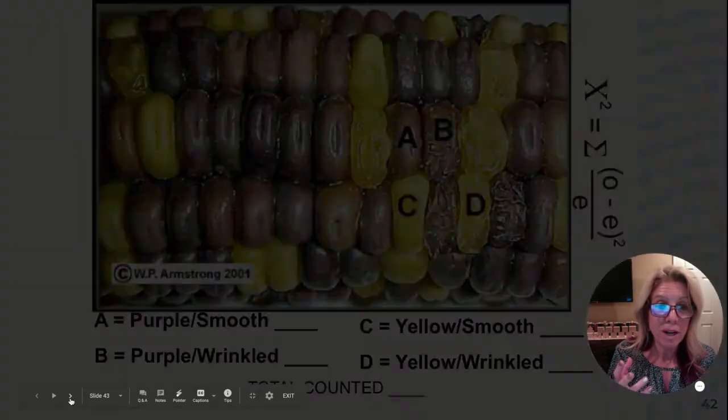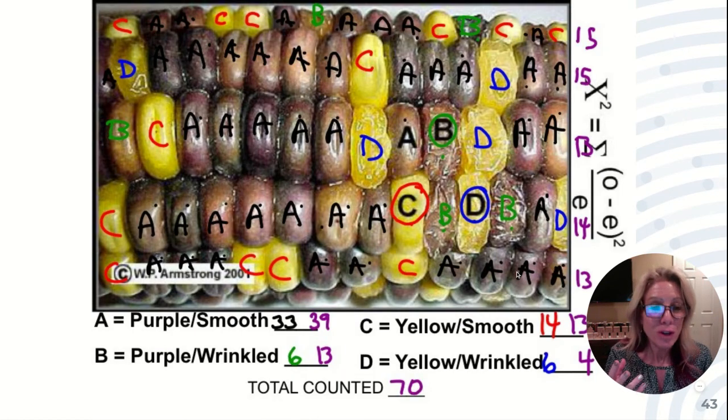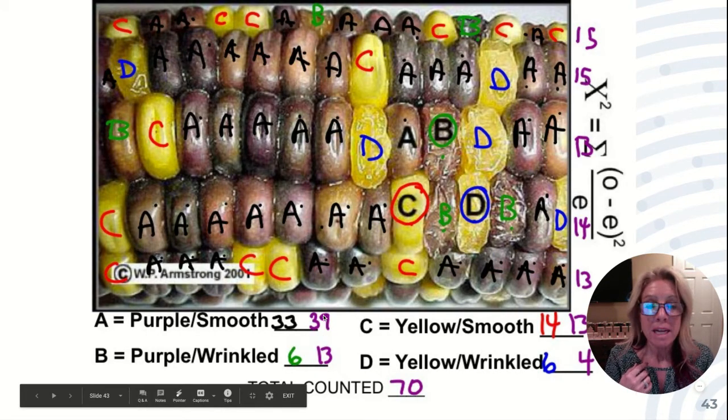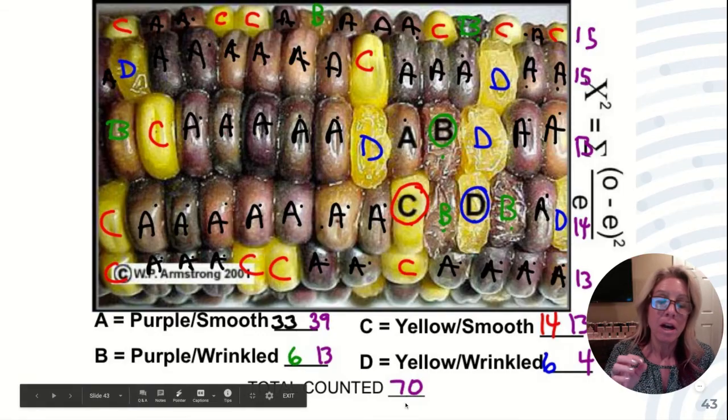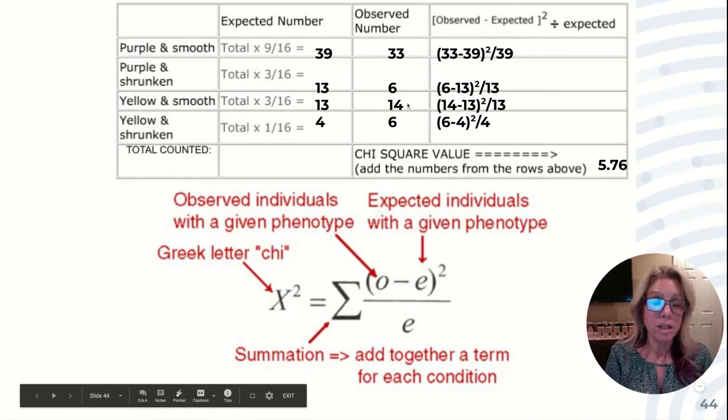Now, that takes a while. I did do it for you. I'm just going to show you that I did that. And so I identified what each one was. I counted up how many I had total. Now, what I would do is if I counted up 70, right, I would say 9/16 times 70, I'd expect 39 of the dominant, right? And then 3/16 of 70, I'd expect around 13 purple and wrinkled and 13 yellow and smooth, and 1/16 of 70 is 4. So the purple over here is what I expected, and then this is what I observed when I counted it. So then I would just do a chi-square test on that, right?